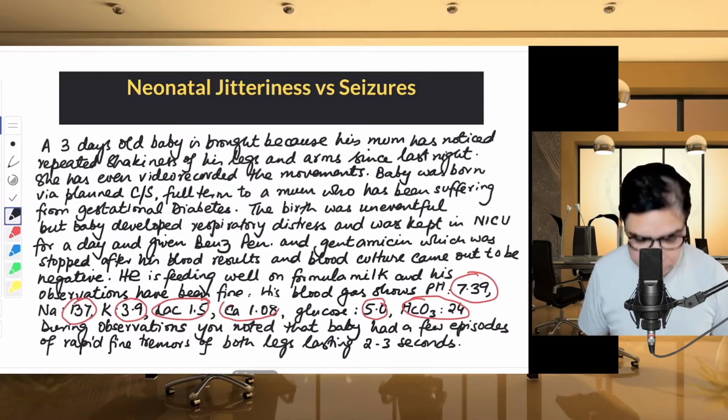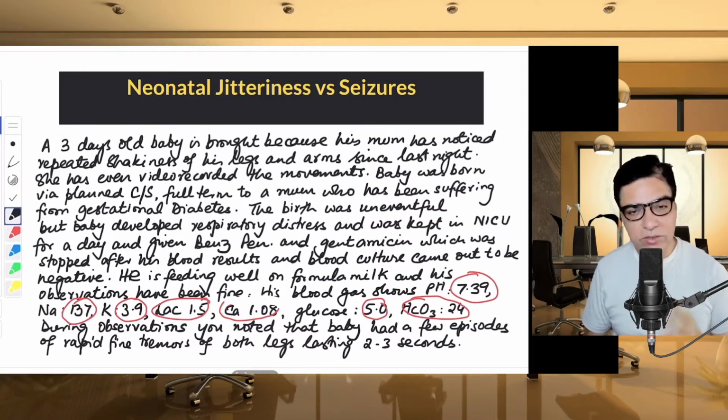A 3 days old baby is brought to the hospital because his mom has noticed repeated shakiness of his legs and arms since last night. So there is a short history of shakiness of the lower limbs and arms. She has even video recorded these shaky movements. Now, this baby was born via a planned cesarean section. He was full term, but the mom had been suffering from gestational diabetes.